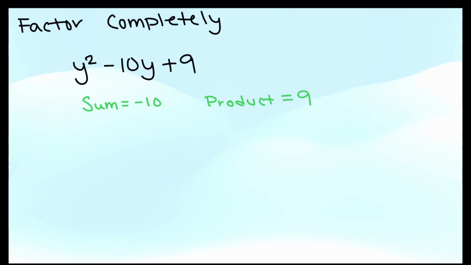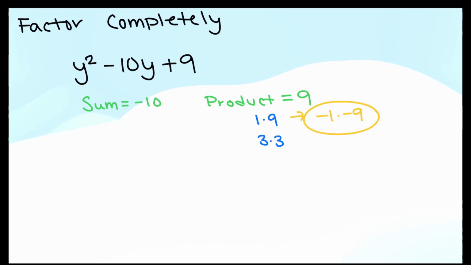So I'm going to start with that product. How can I get a product of 9? Well, it could be 1 and 9 or 3 and 3. But how do I get these numbers to add up to negative 10? Well, 1 and 9 add up to positive 10, but notice if I make them both negative, you still have a positive product. Negative 1 times negative 9 is positive 9, and that does add up to negative 10.